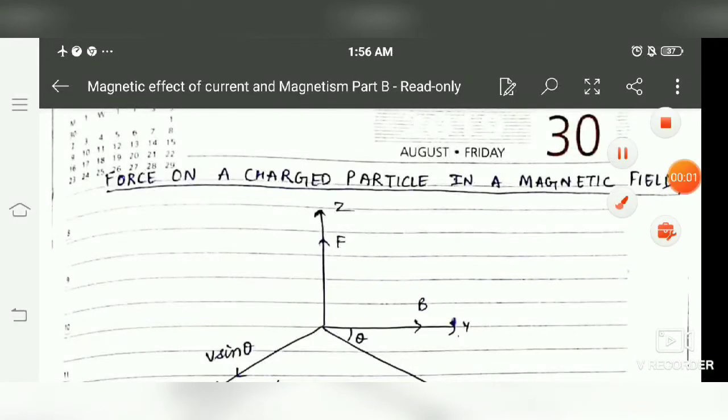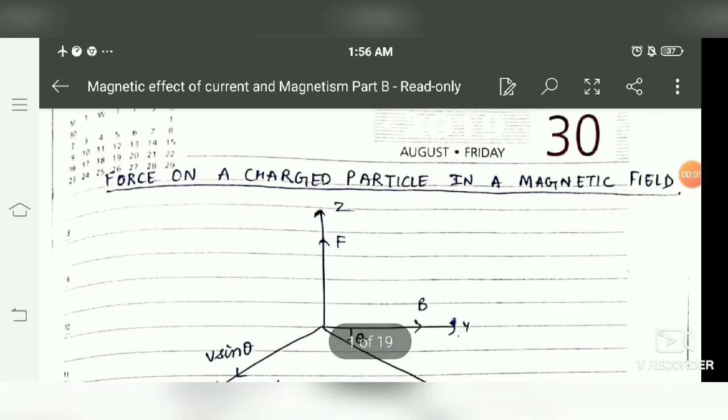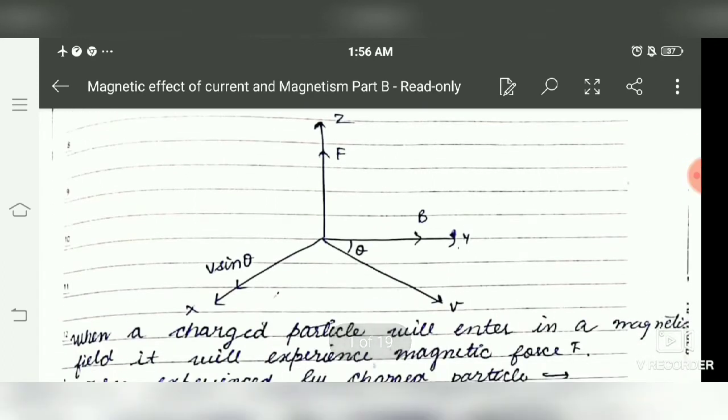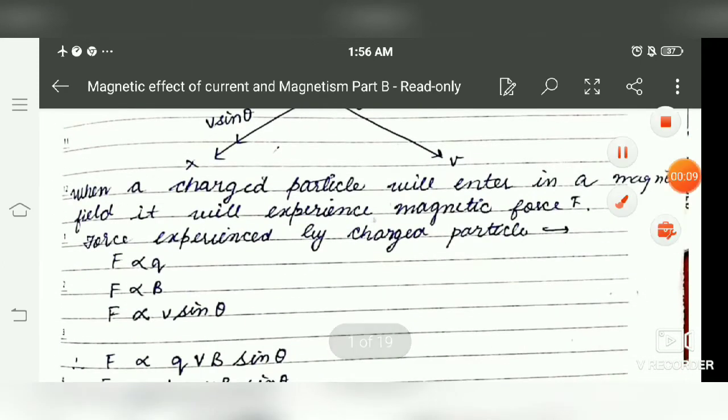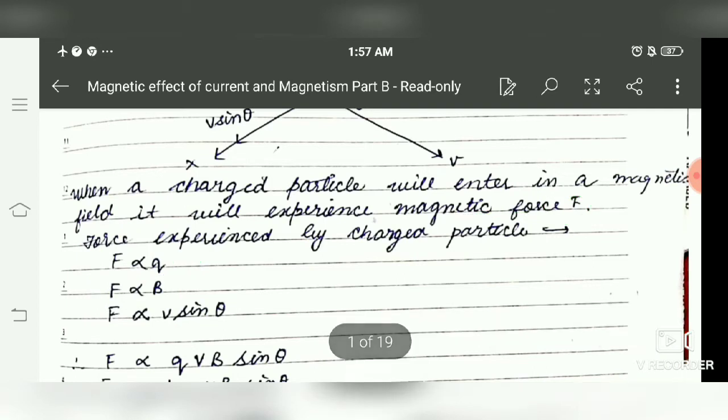Next topic is force on a charged particle in a magnetic field. Now first of all, when a charged particle enters a magnetic field, it experiences magnetic force, and that force is directly proportional to the magnitude of the charge. Meaning the more the magnitude, the more the force. The more the field, the more the force. And also on the v sine theta.